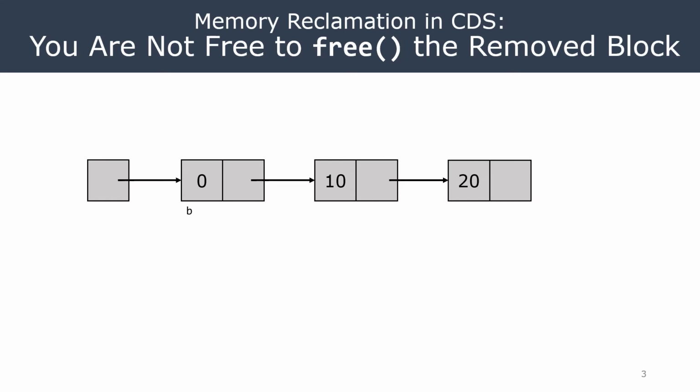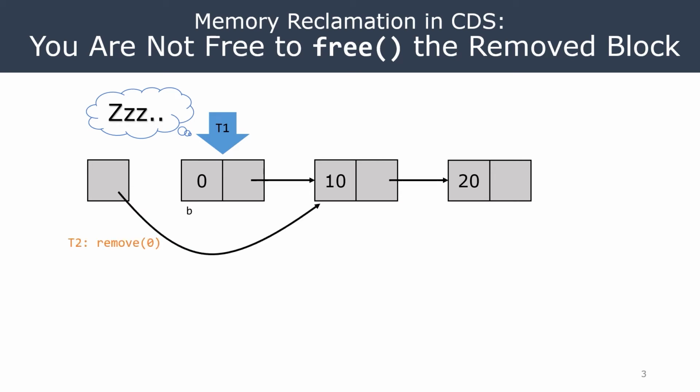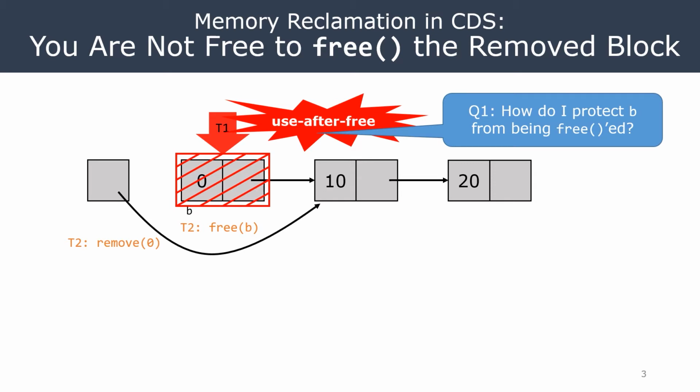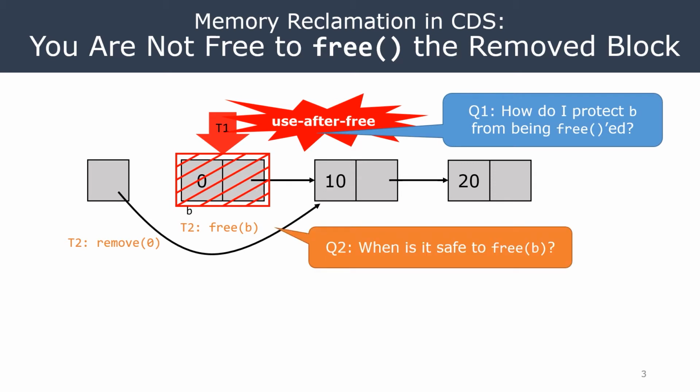For instance, suppose a thread holds a reference to a block and sleeps. In the meantime, another thread removes that block from the data structure, and suppose it immediately frees that block. Then, if the first thread wakes up and dereferences the block, the system would crash. To prevent such error, the first thread should protect the block from being reclaimed, and the second thread should defer the reclamation until it is safe.